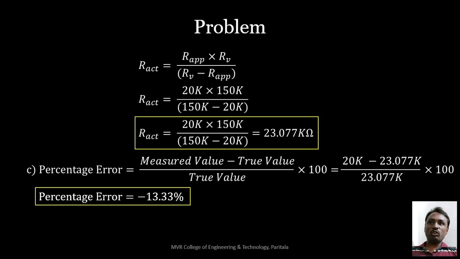So this much percentage error we got when the voltmeter was connected across 20 kilo ohms. That means 20 kilo ohms is high resistive. I told you before in the loading effects, if a voltmeter is connected across a high resistive load, it may give improper readings. So see here, it gave a minus 13.33 percent error.